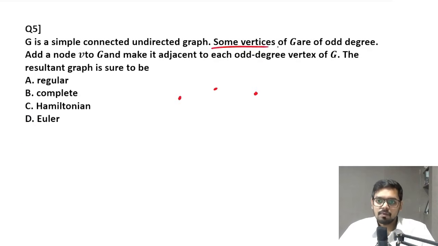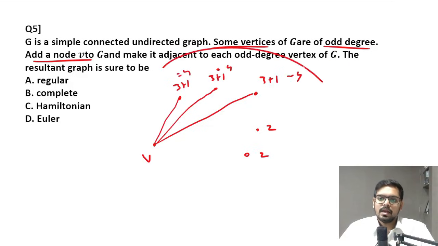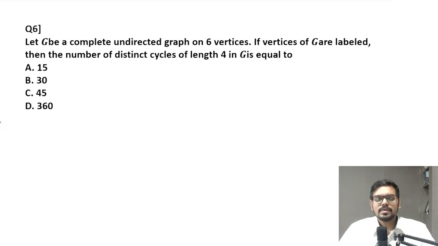Suppose I have some vertices of odd degree, some vertices of even degree, and add a node V to G, and make it adjacent to the odd degree vertices, adjacent, adjacent, adjacent. So if you make that, then all those vertices will get a +1 increase in their degree value. So they will be even now. And now I can see all the vertices are having even degree plus connected. I should definitely say Eulerian graph, no need to check other. Even if you check, all the options will be wrong. Easy, understood. To question number 6.